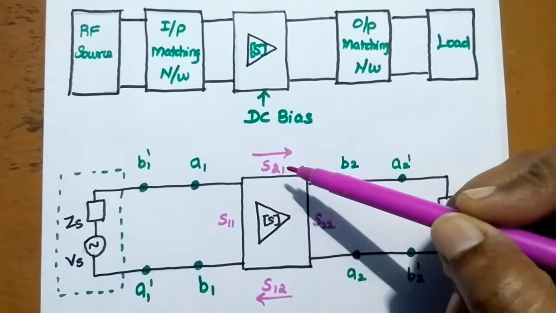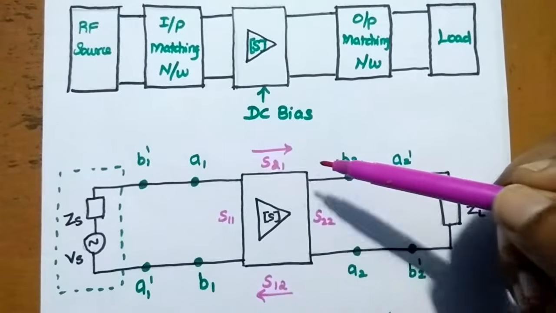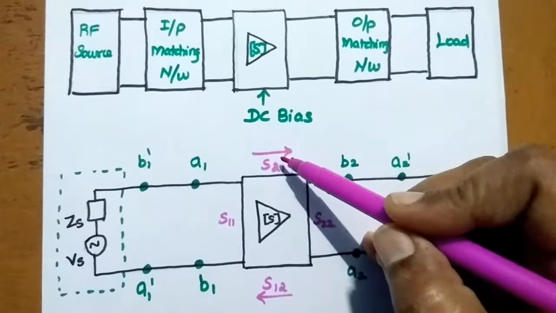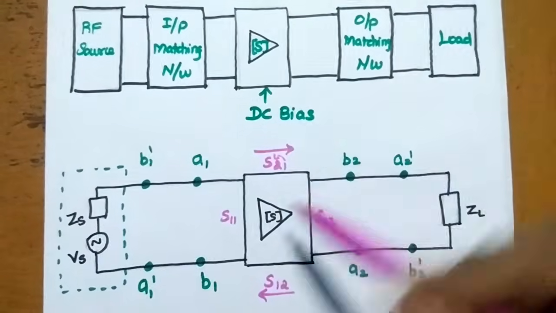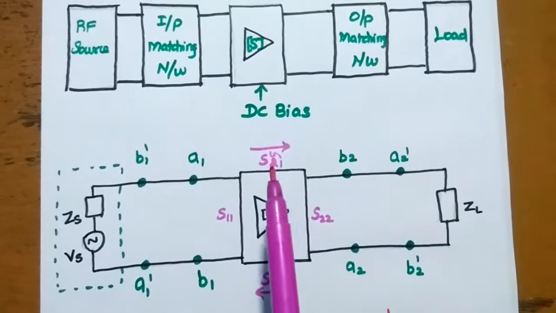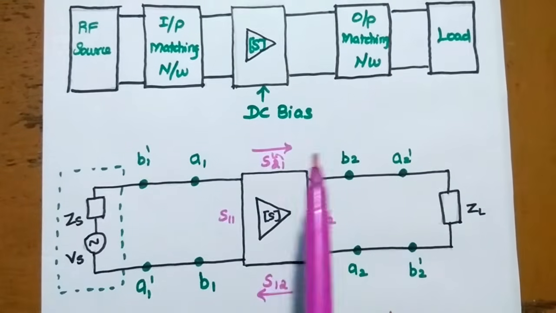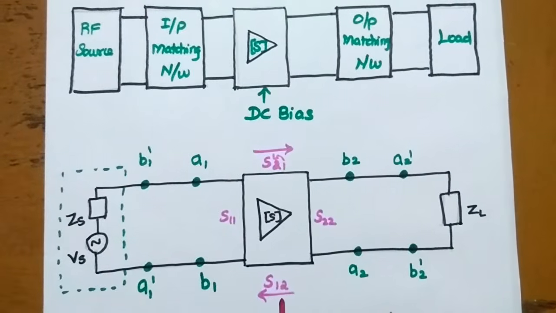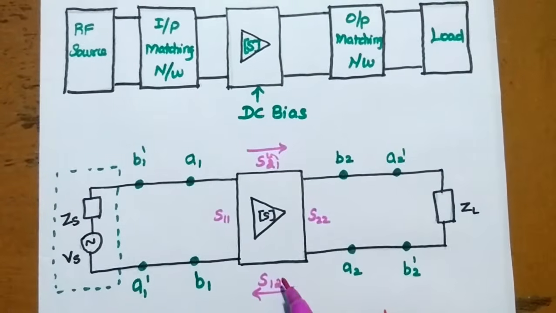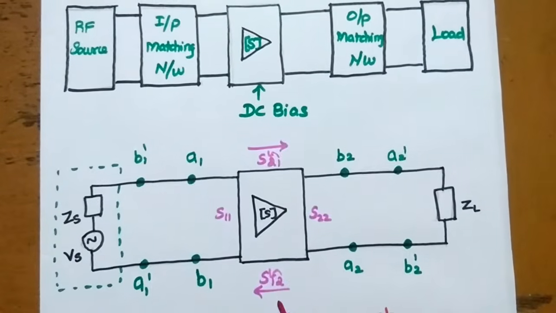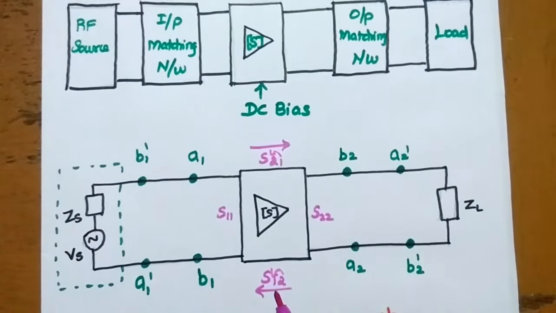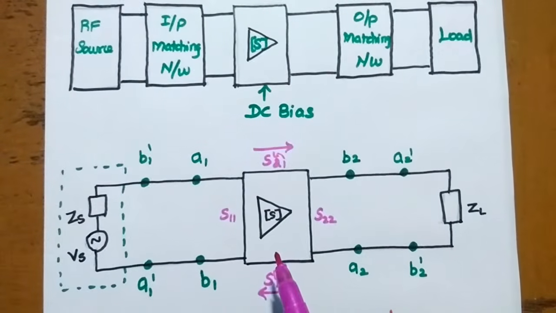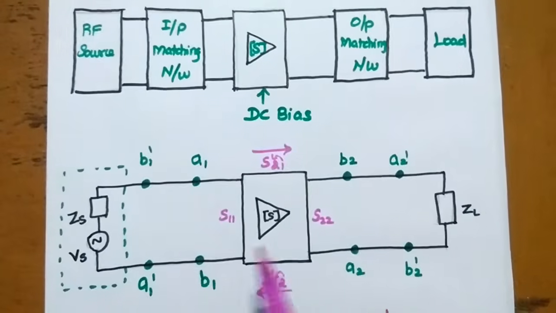S21 is nothing but the forward transmission, that is, the signal transmitted from the first port to the second port. And S12 means the signal from the second port to the first port, in the reverse direction. So these four parameters represent the characteristics of the amplifier.